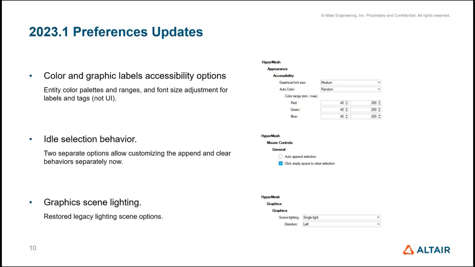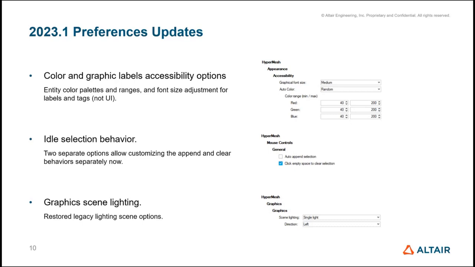Then we also have a new option for controlling the mouse behaviors in idle. We used to have the option auto append selection that controlled both. Now we've split that into two, so you can configure, when you're in idle, whether every time you click it replaces the selection, or, like in the other tools, it automatically appends, so you don't have to hold Control to append.